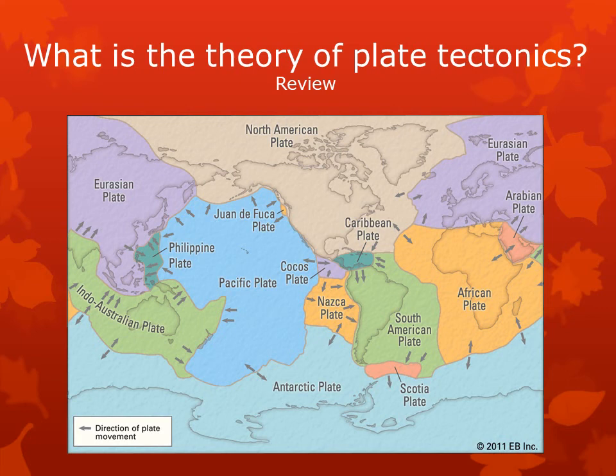So, what is the theory of plate tectonics? Well, again, we've got these plates that make up the crust, pieces of the crust of the earth, and they are in constant motion. That motion is driven by the convection currents in the mantle. Some plates converge, come together, some diverge or move apart, and some move past each other. Each have different effects on the land where they meet.